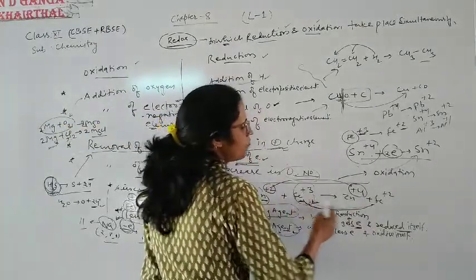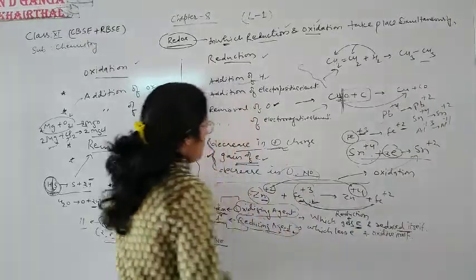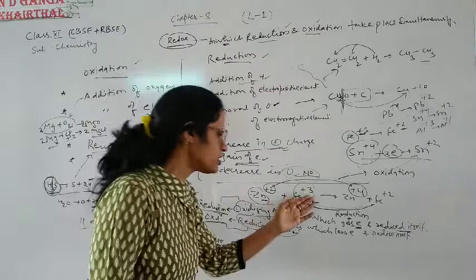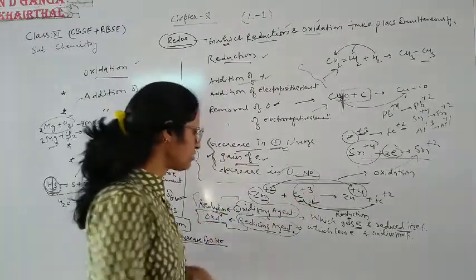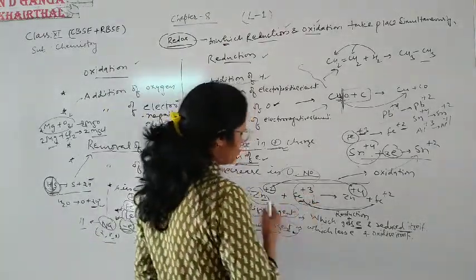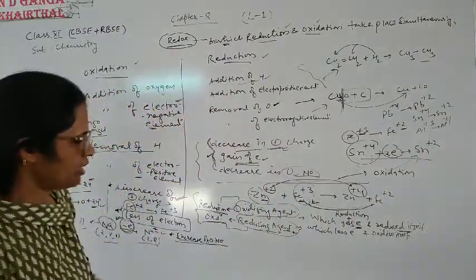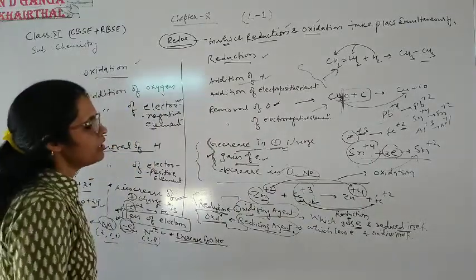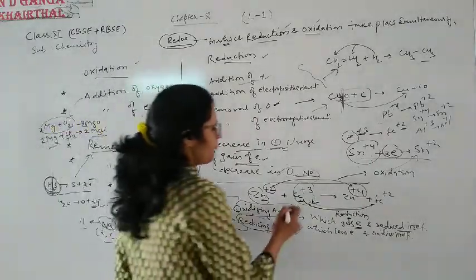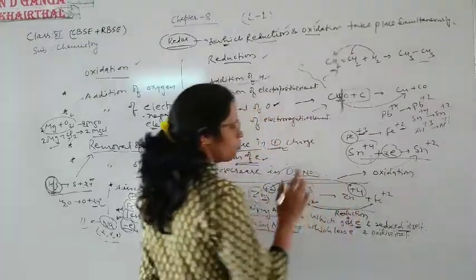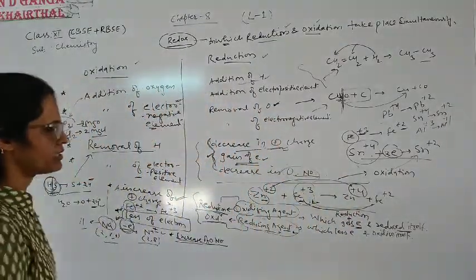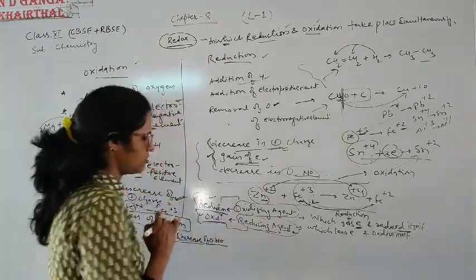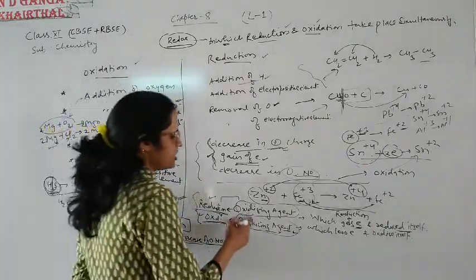So there is a decrease of positive charge. How is positive charge decreased? By gaining electrons. So Fe gains electrons and is converted into Fe+2. Clear? So this is an example of redox in which oxidation and reduction both take place simultaneously. Now come to oxidizing agent and reducing agent.